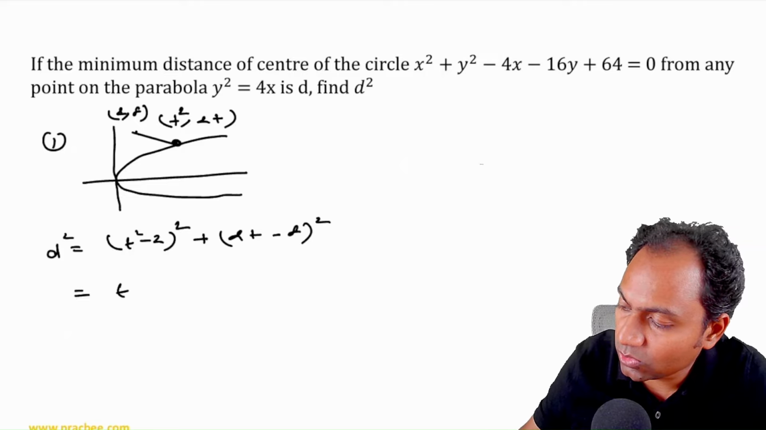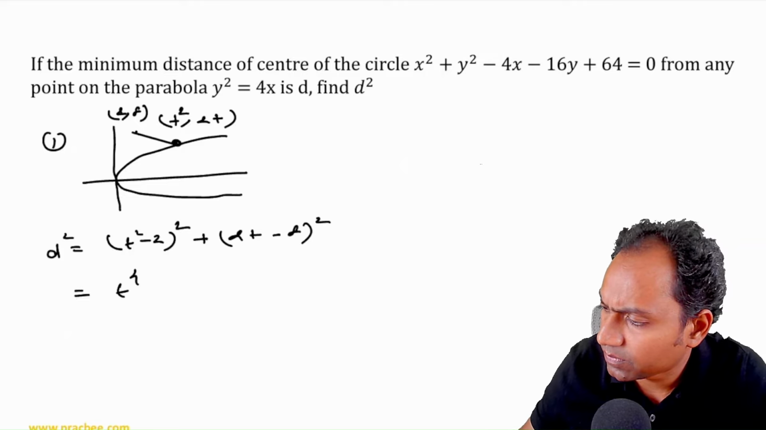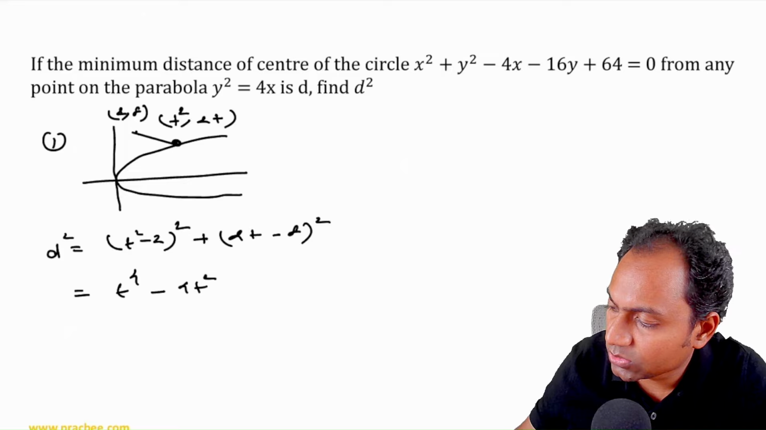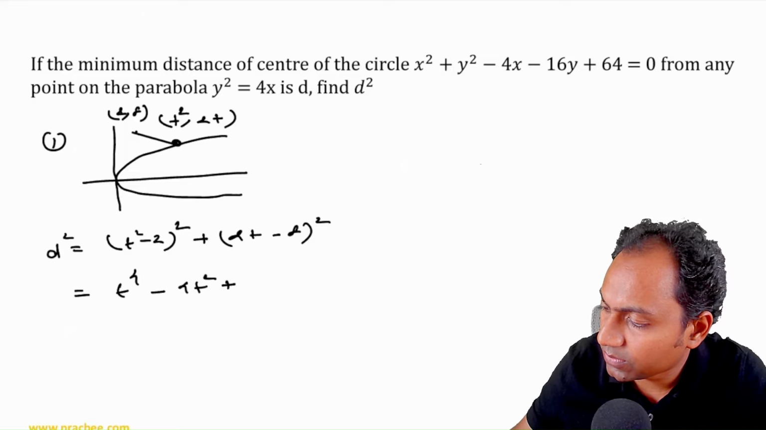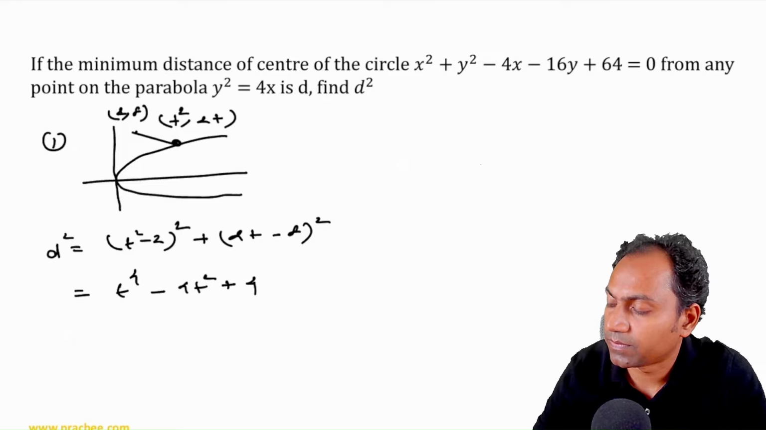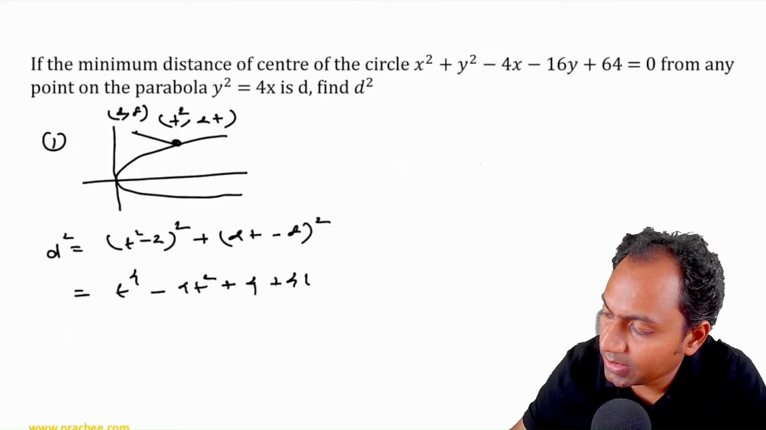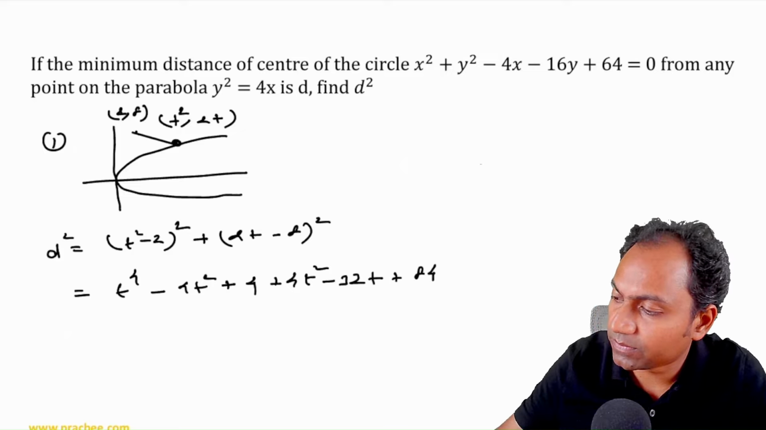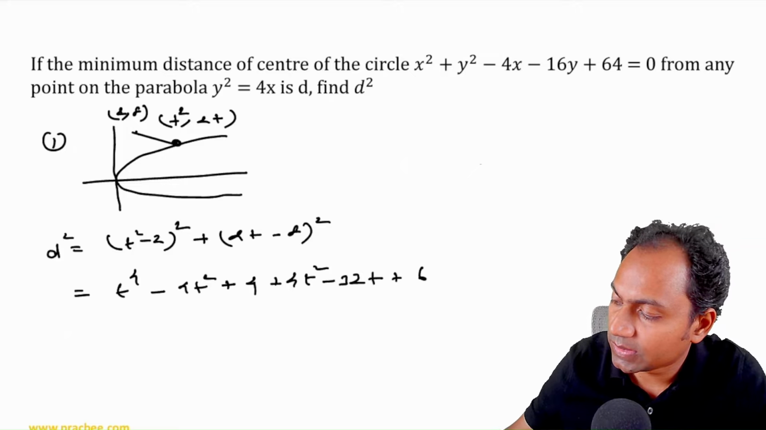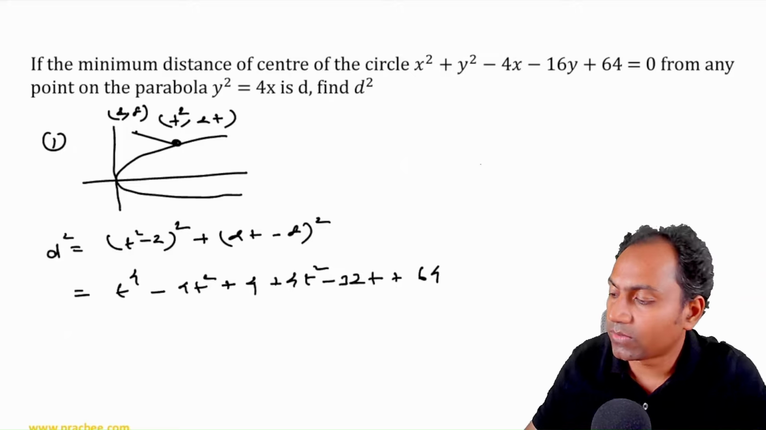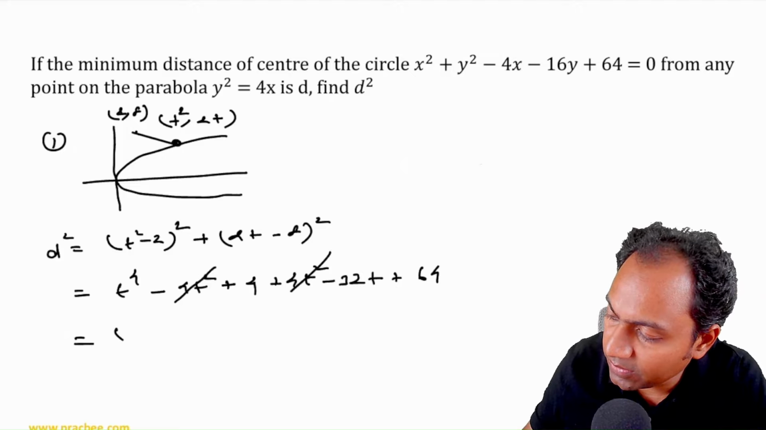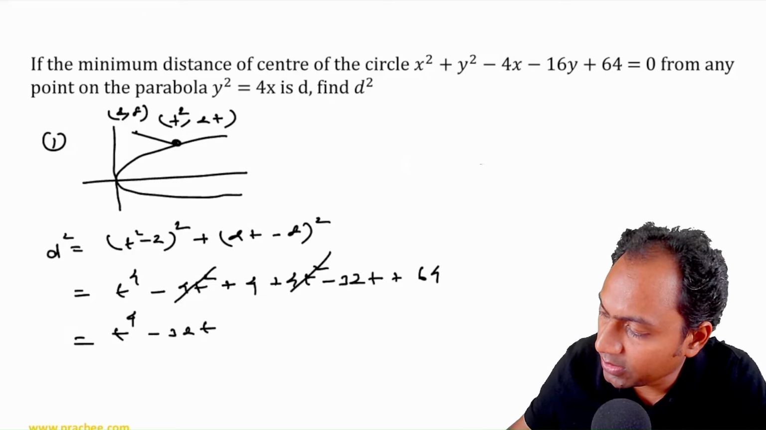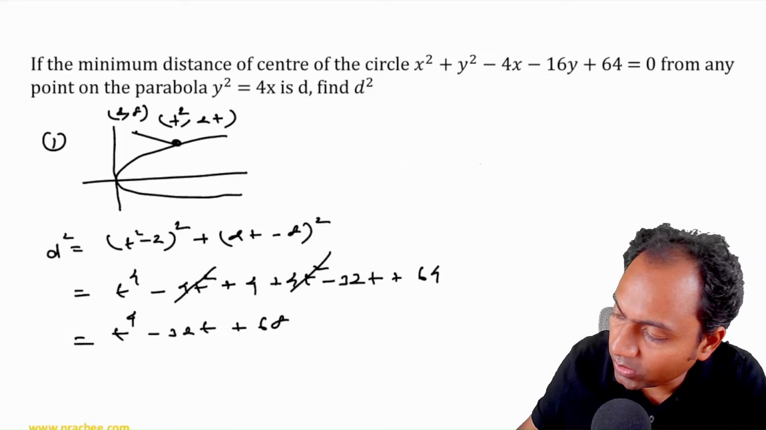Now if I simplify this, this comes out to be t raised to the power 4 minus 4t square plus 4, and 4t square minus 32t plus 64. So once you have got this, what you can see is this t square is getting cancelled out, and if I simplify, this is t raised to the power 4 minus 32t plus 68.